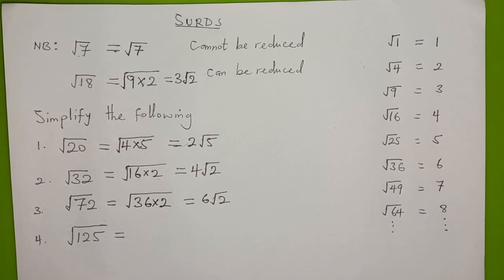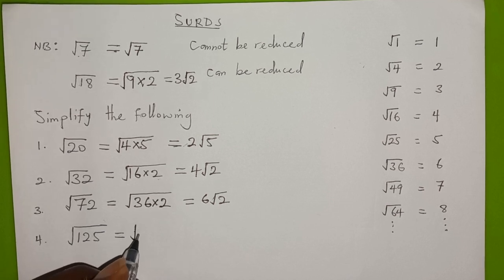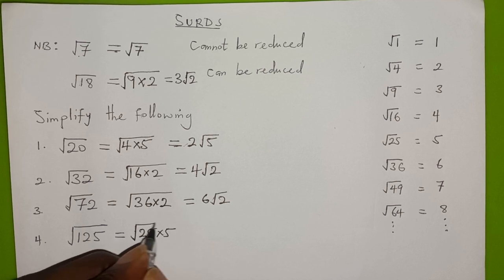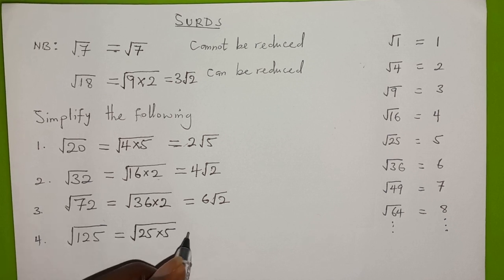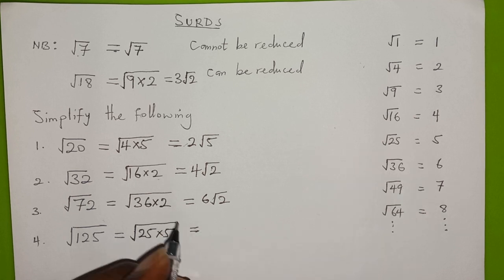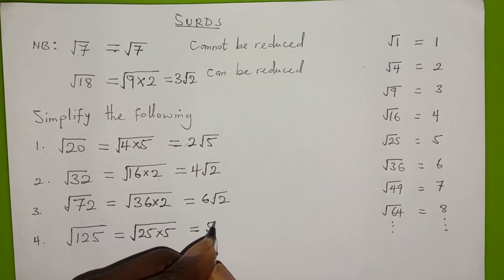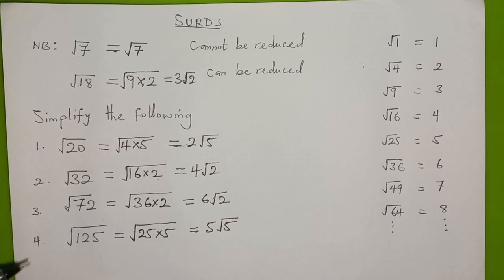And then the final example is root of 125. Root of 125 can be expressed as root of 25 by 5. And 25 by 5 is 125, so I've not changed anything. What is root of 25? Root of 25 is 5. So this will become 5 root 5. I hope this helps.